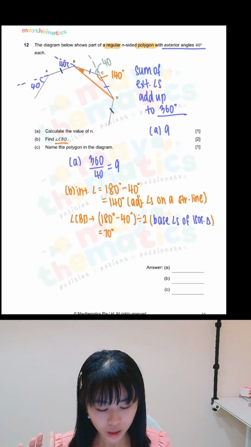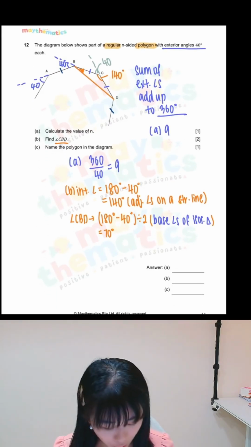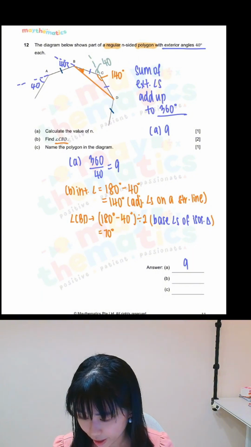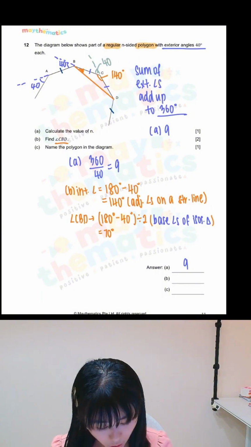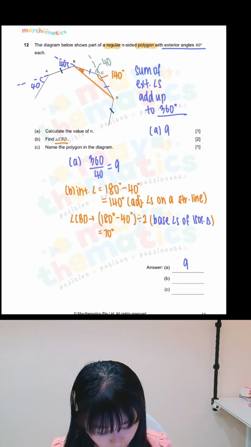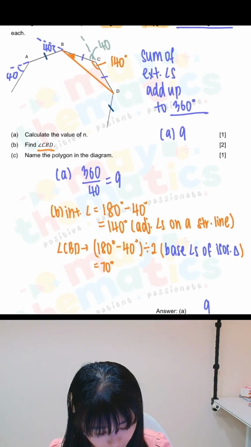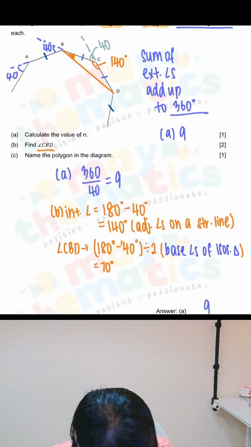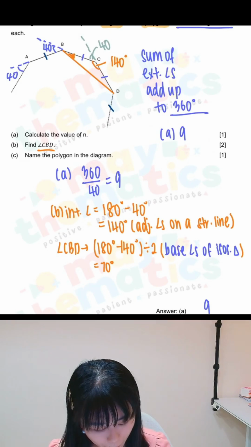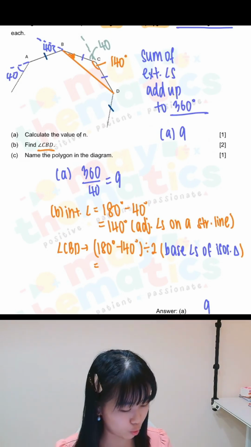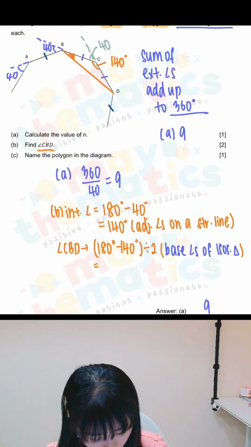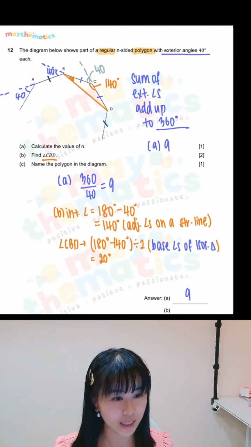Okay. Good. So now, this one is 9, and then let me see. I think I made a careless mistake there. Let me go back. Okay, I minus wrongly. Then minus 140, not minus 40. So let me change it. Okay, 180 minus 140 divided by 2. Careless mistake right there. So I will get 20 degrees.